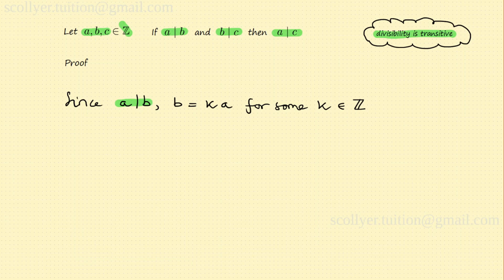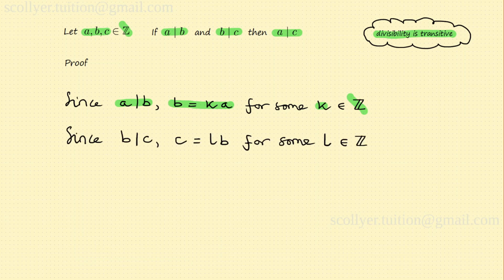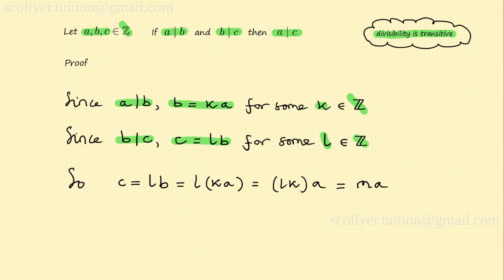Since a divides b, then b equals k times a for some integer k, for some k in Z, i.e. we can make b by multiplying a by some integer k. Similarly, since b divides c, c equals l times b for some l in Z, for some integral l. And now we use the fact that we can factorize b. c equals lb, but b equals ka.